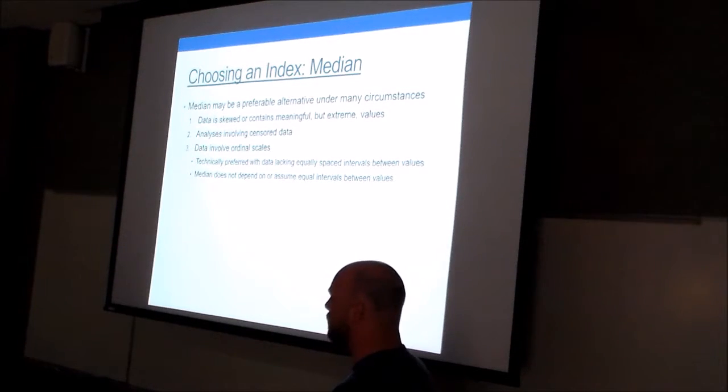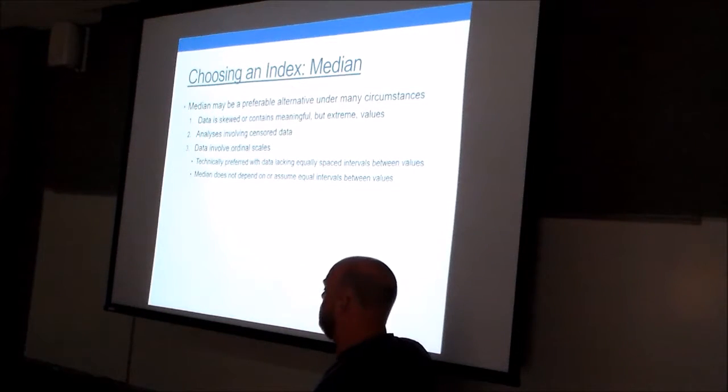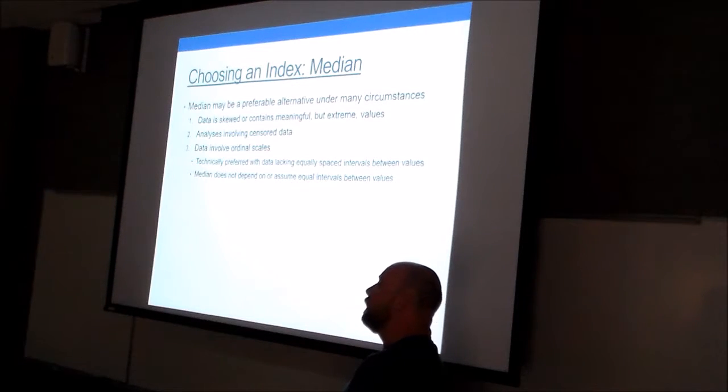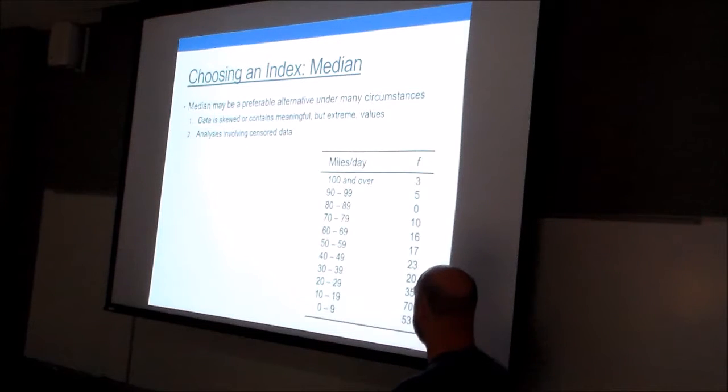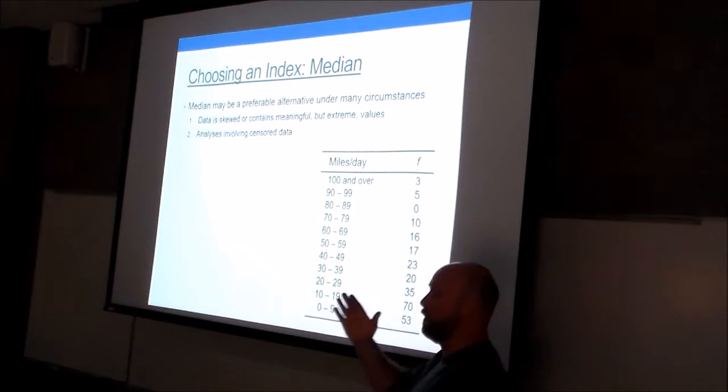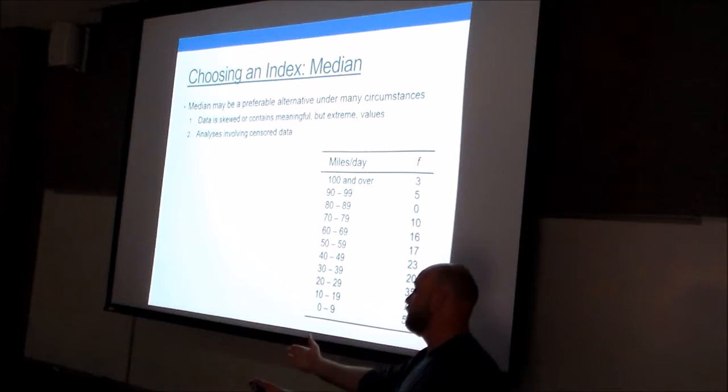John, do you have a question? Yeah, so for the sensor data, would the median then be a range? How do you pin one down? Well, in most cases, if we go back to here, we're saying that we've got 3 values that were some value of 100 or more, right?